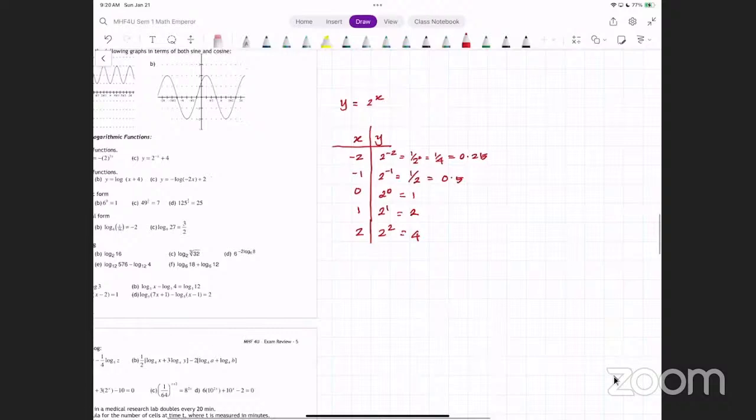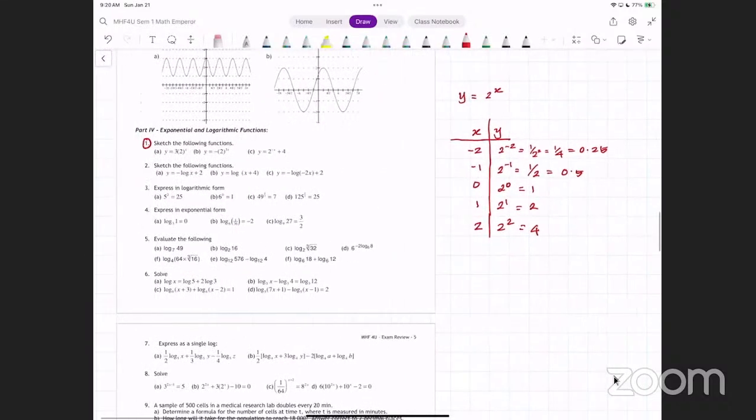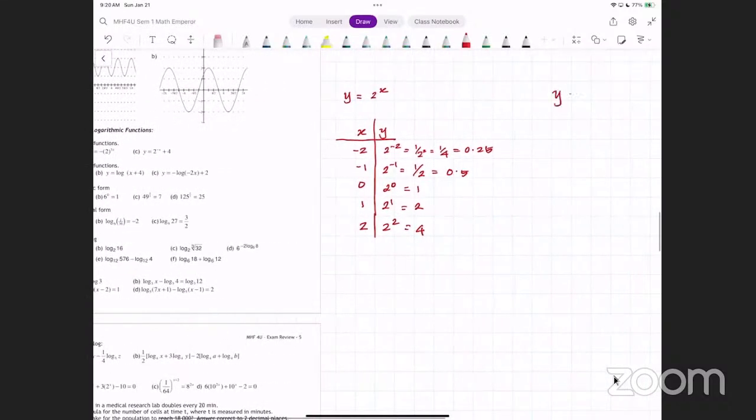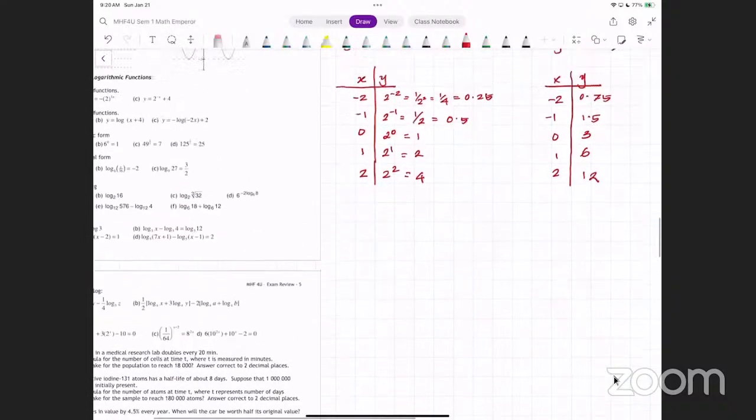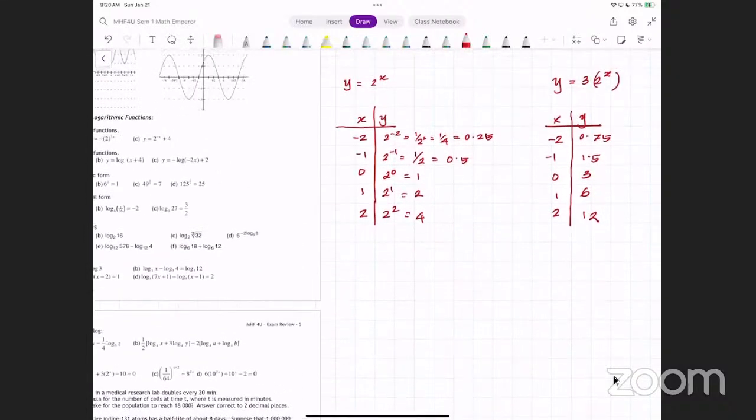Now we look at the transformation. We need to draw the graph for y is equal to 3 times 2 to the power of x. This 3 is only going to affect my y value, nothing else. So I keep the same x values, -2, -1, 0, 1, 2, and multiply all of them by 3. This is going to be 0.75, 1.5, 3, 6, 12. Wait, why is it 0.75? This is 0.25 times 3, right? 3 times 2 to the power of x. Yeah.